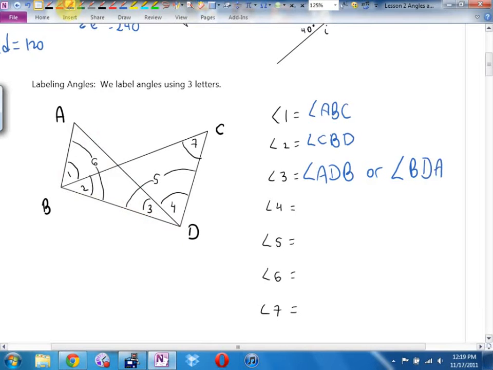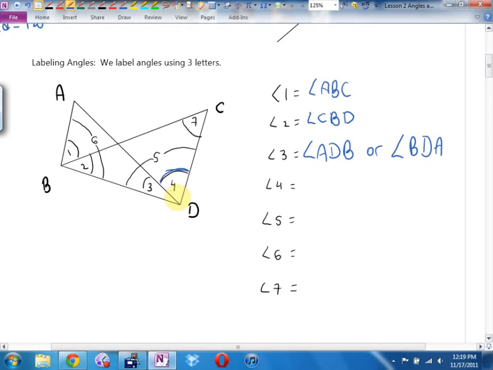Label angle 4. That's this guy right here. Yes. Okay. Shay, how can I label angle 5, this great big one here? See it? Yep.